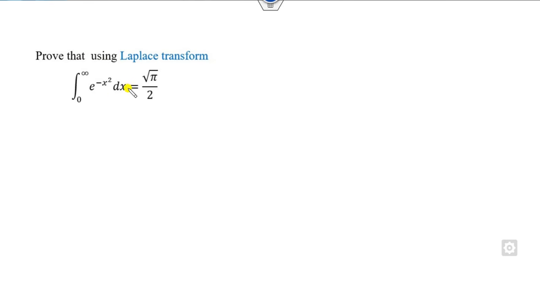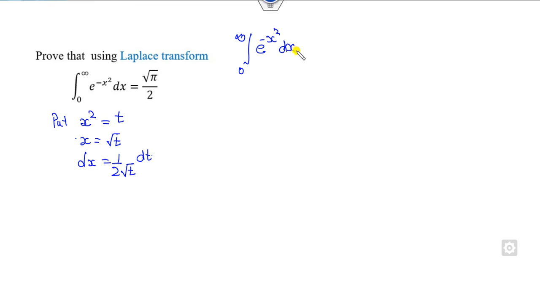Okay, again you can see, can you integrate this part without using the Laplace? It is not possible. So how can you start with it? I can simply change x square to be t. Then what is x? x is root t. What is dx? It is dt over 2 root t. So this integration of e to the power minus x square dx becomes from 0 to infinity.